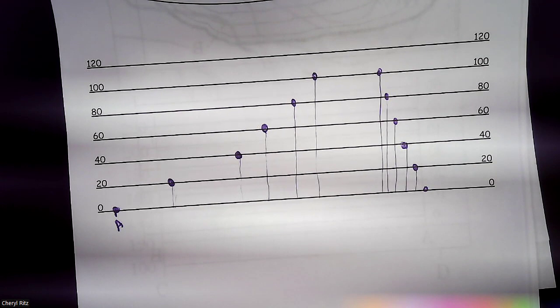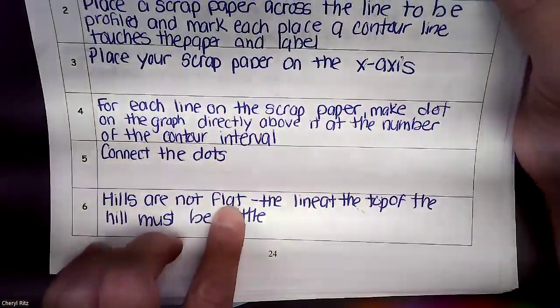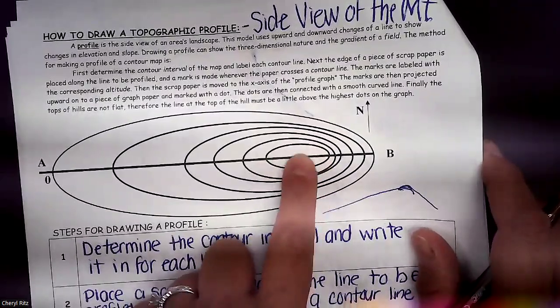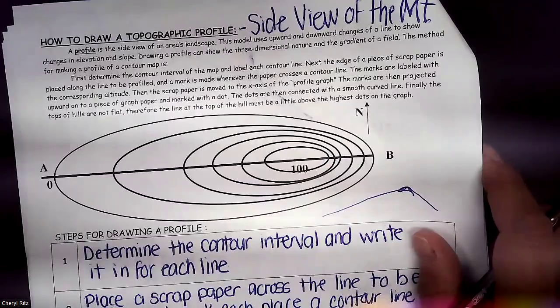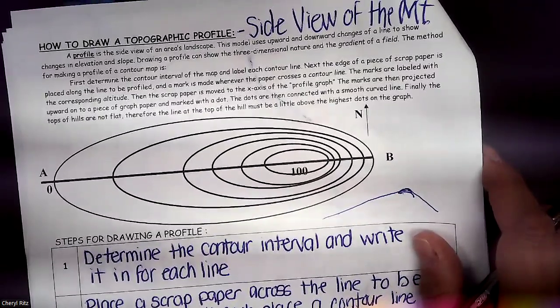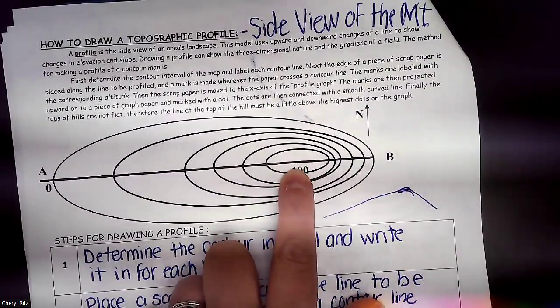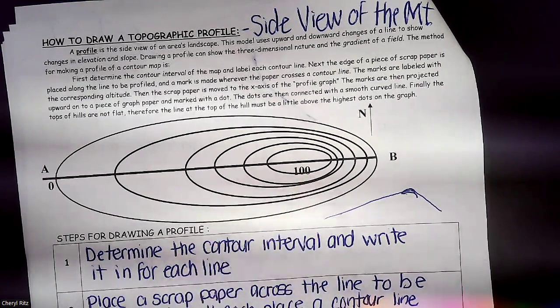Steps 5 and 6, they go together. Step 5 says connect the dots. But step 6 reminds you that hills are not flat. So up here where it goes from 0 over to 100, this is the top of the hill. Hills don't go up, up, up, and then just flatten out and then go back down. Remember, how high does the top of this hill have the potential to be? 119. So could it be 120? No, because there isn't a 120 line, but it can be one less than that.